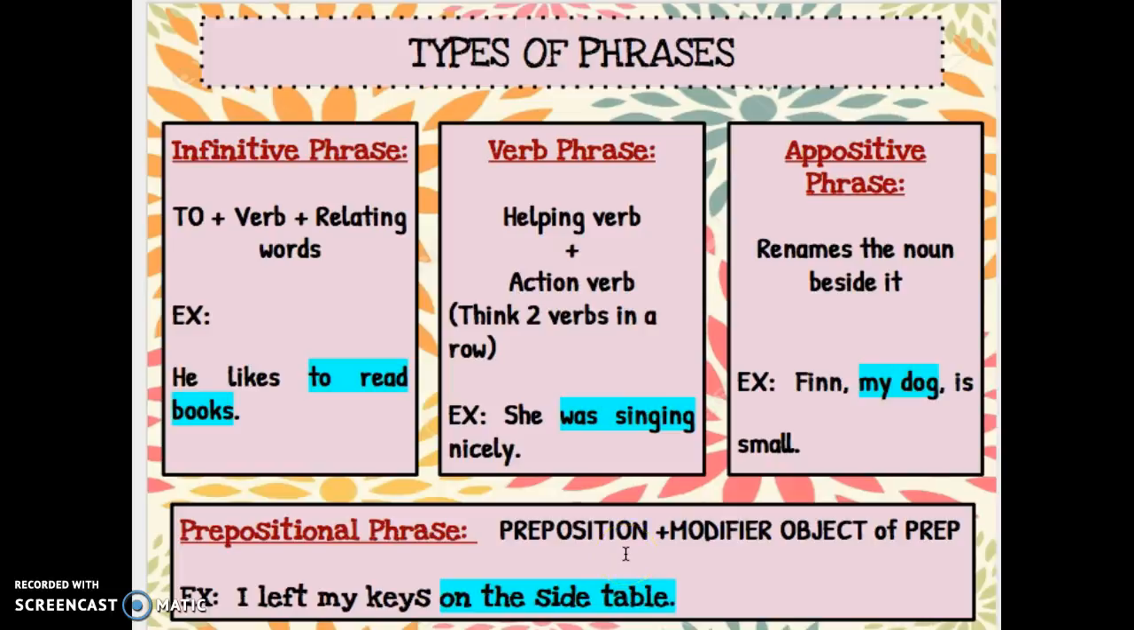And then my prepositional phrase. I think we should be most familiar with this type, but just in case we've forgotten, it's a preposition plus a modifier plus the object of the preposition. My example: I left my keys on the side of the table. So on is a preposition, and then the side of the table is the remainder of it. The side is a modifier, table is the noun or the object of the preposition. If you're struggling with remembering your prepositional phrases, please use your notes to help you with this activity.